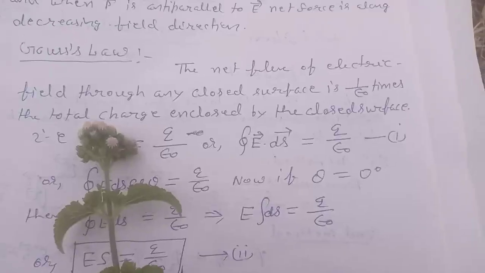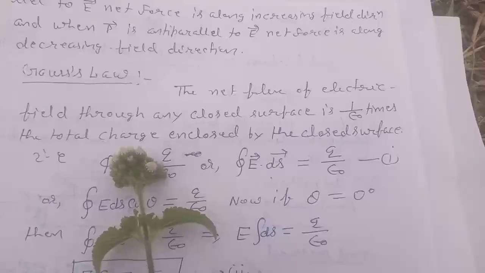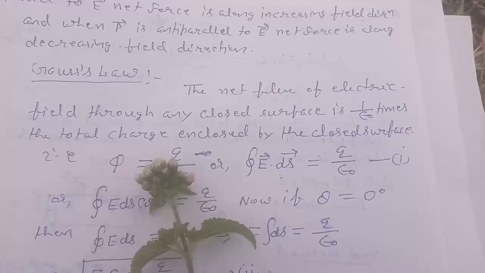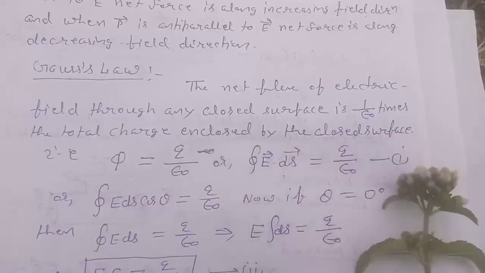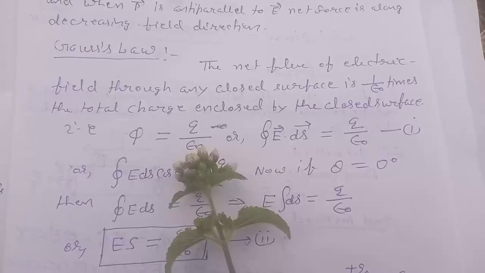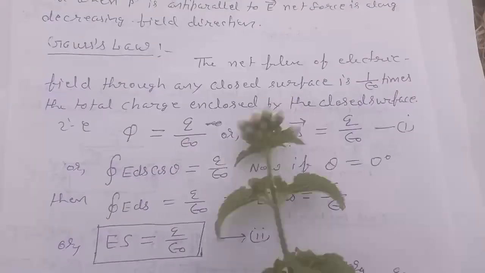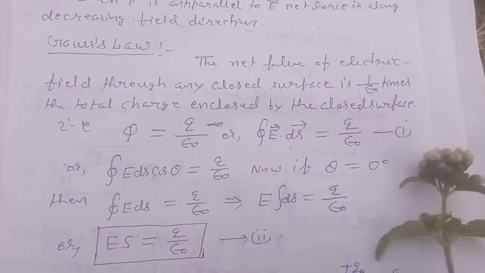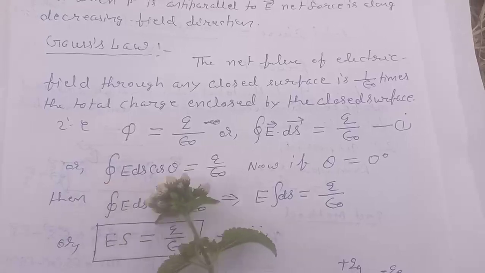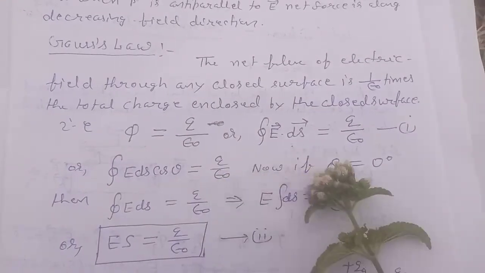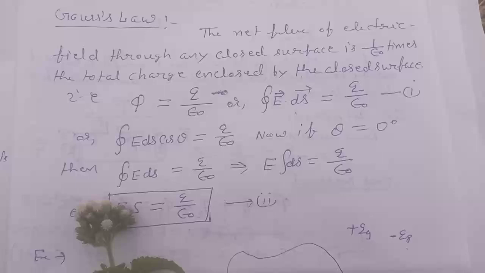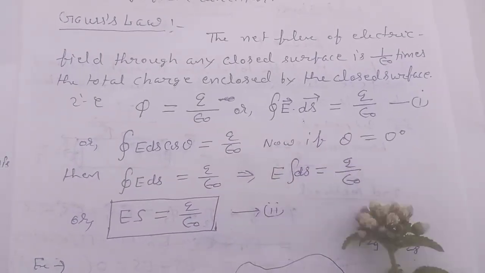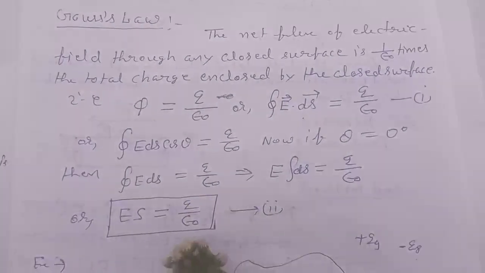Now Gauss's law. The net flux of electric field through any closed surface is 1 by epsilon naught times the total charge enclosed by the closed surface. That is, phi equals q by epsilon naught, or closed integration E vector dot dS equals q by epsilon naught, equation 1, or integration E dS cos theta equals q by epsilon naught. Now if theta equals 0 degrees, then integration E dS equals q by epsilon naught. This implies E into integration dS equals q by epsilon naught, or ES equals q by epsilon naught, equation 2.